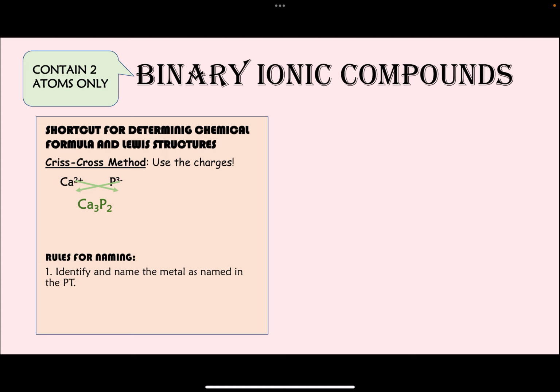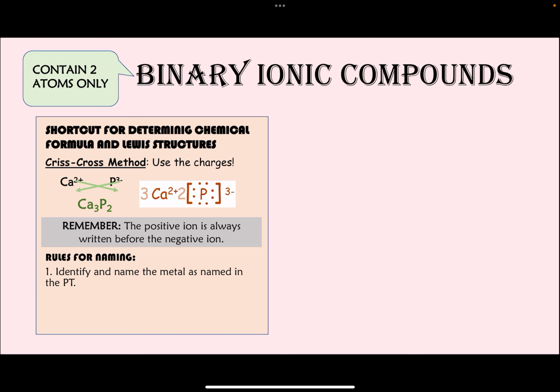So using this, you can go ahead and write your Lewis dot diagram, because now you know that you have 3 calcium, so you use the 3 as a coefficient and you write the ion of calcium, and then you know that you have 2 phosphorus, so you write the coefficient of 2 and then you write phosphorus with its charge. Alright, so this is like your shortcut for writing the chemical formula and the Lewis structure for the ionic compounds.